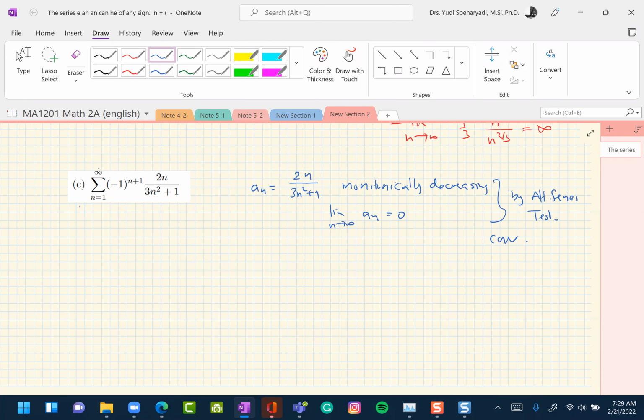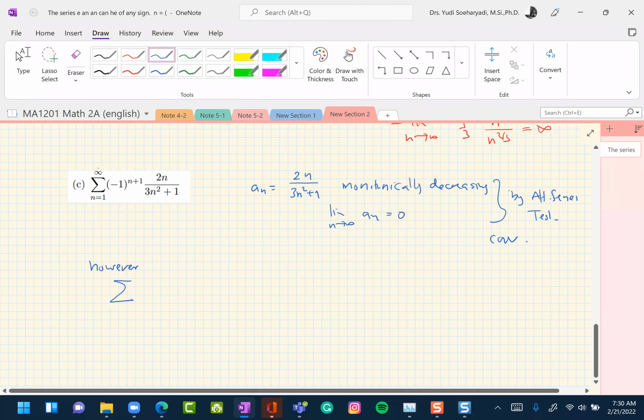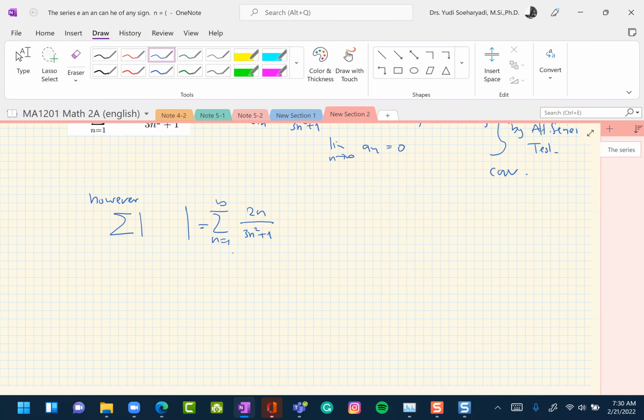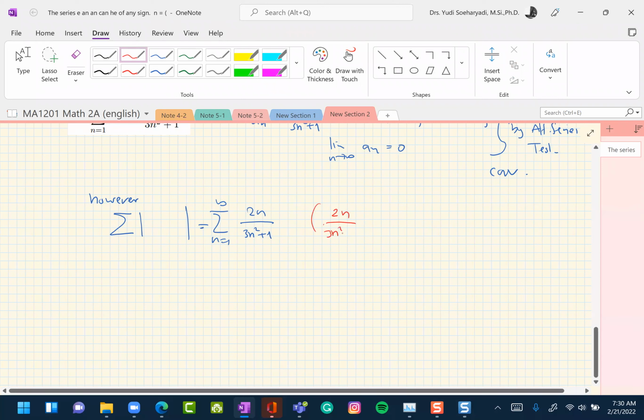However, if you put the absolute value, then you get this one. Power one over power two. This looks like a one over n thing. So this intuition tells you that it's 2n over 3n squared.